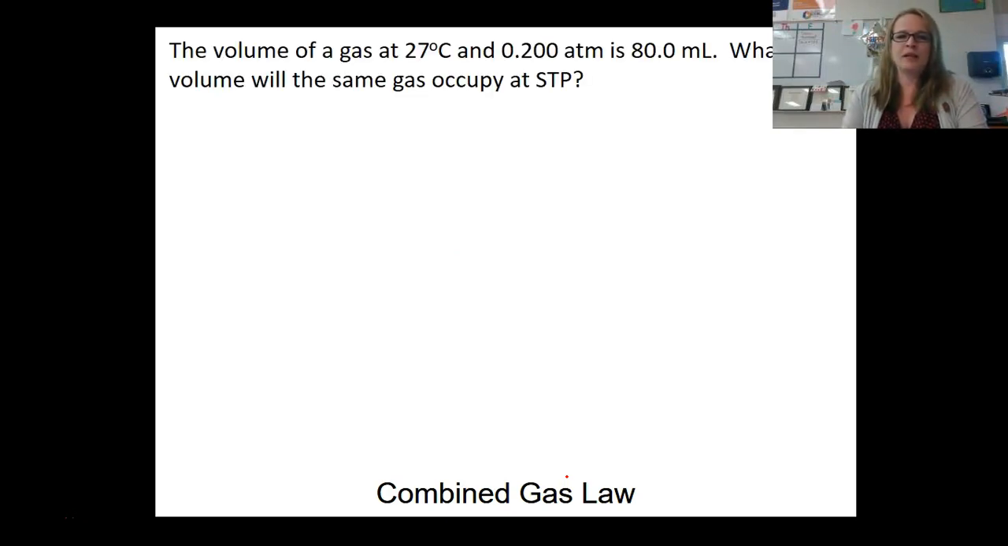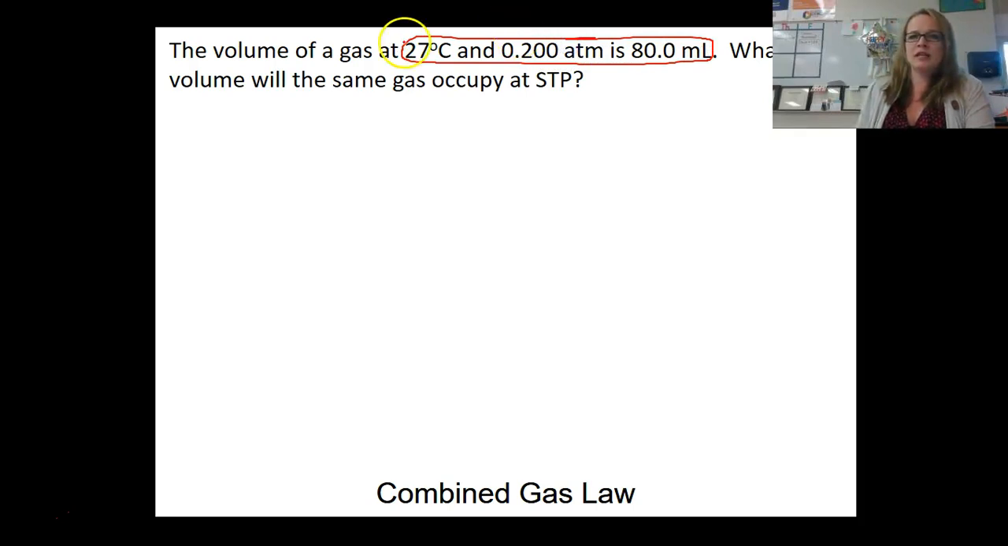Alright, this one is not in your notes, so if you want to take a minute, you can pause it and try it on your own. We're going to do the question right now. So once again, we are given a whole bunch of information, lots and lots of numbers: 27 degrees, 0.2 atmospheres, 80 milliliters, those all go together. And then this one asks what volume at STP. I hope you remember STP, standard temperature and pressure. They're giving you temperature and pressure in those 3 letters.